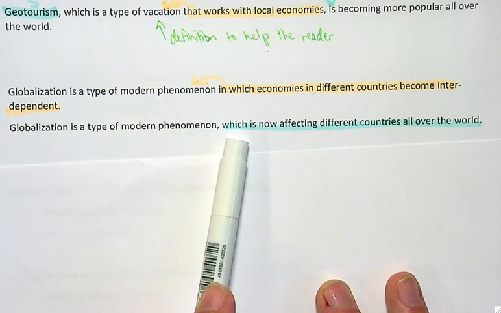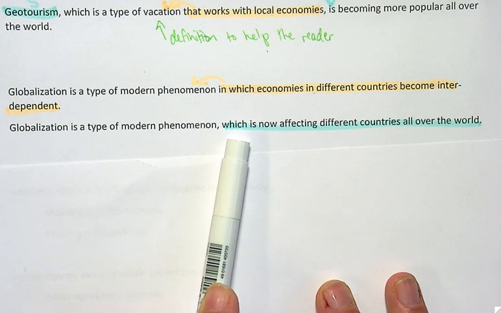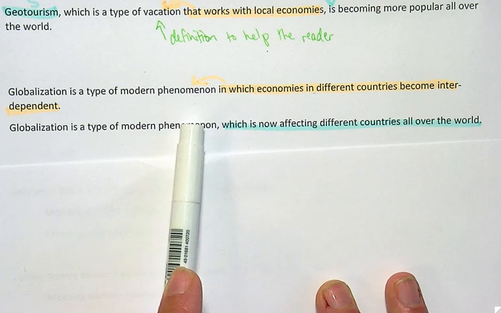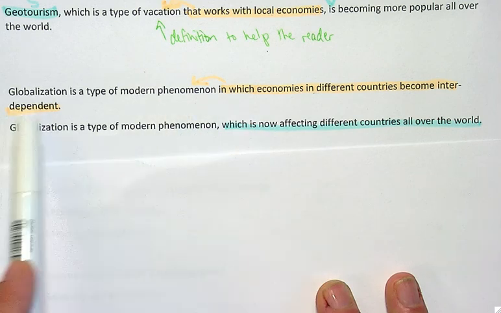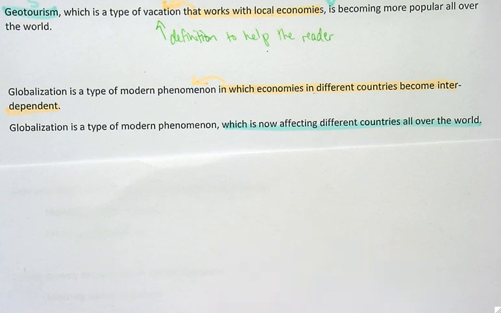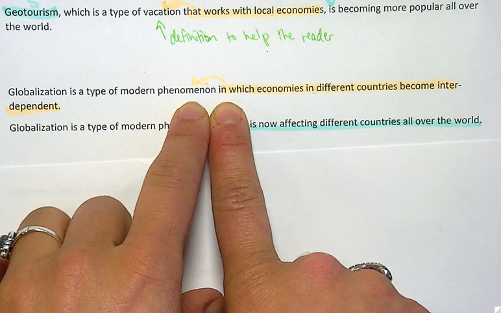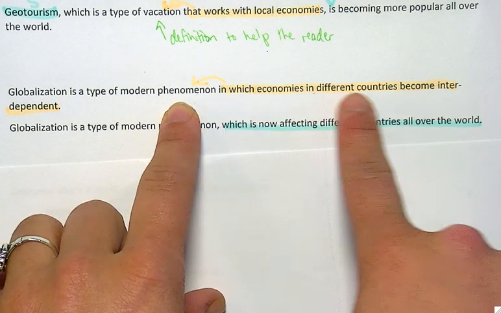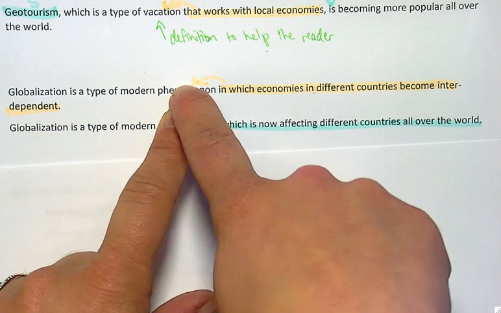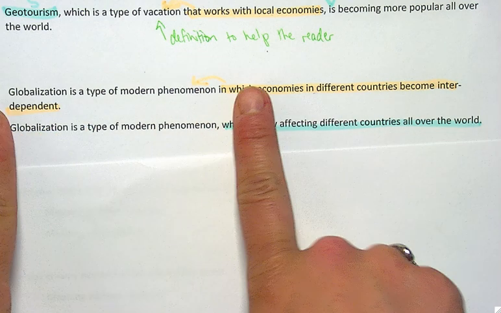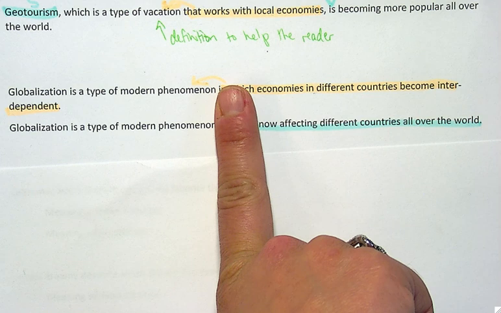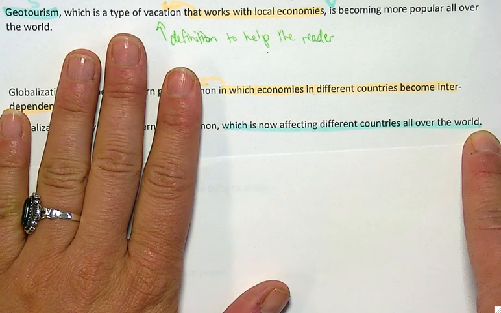When your non-identifying adjective clause is at the end of the sentence, it actually is unclear. It's kind of a problem in English language. It's unclear if this is only about phenomenon or if it's about this whole situation. We'll take a look at a few more of those, but that's something to pay attention to. So in this one, we're getting the definition of this modern phenomenon. It's the different countries become more interdependent modern phenomenon. And in this one, it just says globalization is a modern phenomenon. By the way, it's now affecting different countries all over the world.